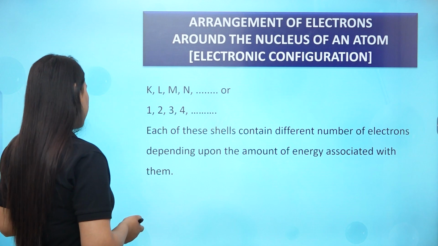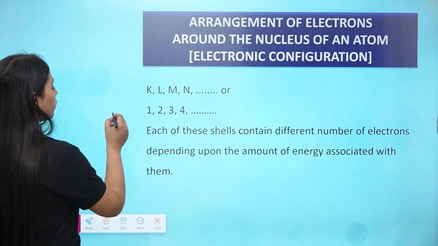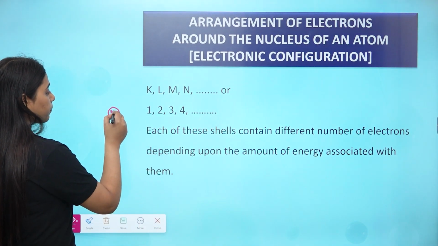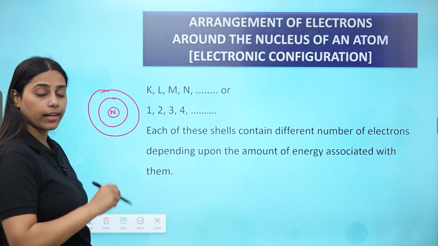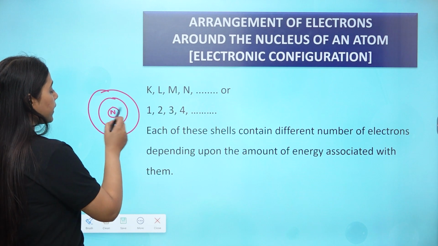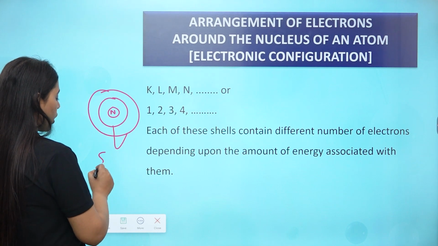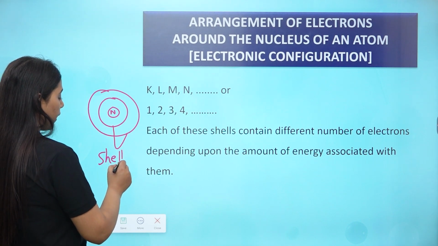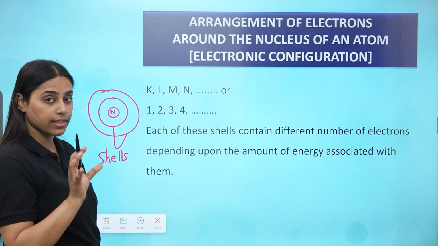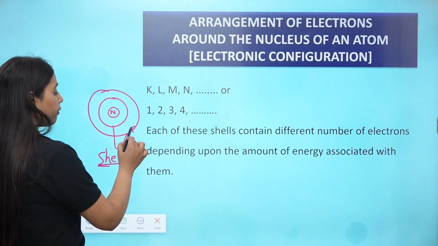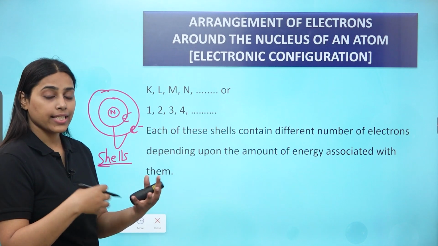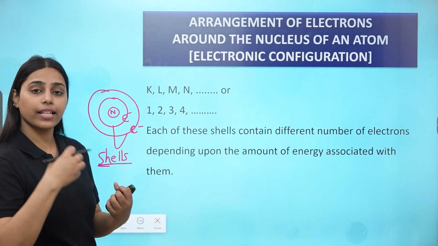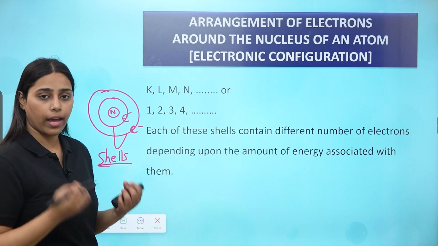As we have said, the central part of the atom is the nucleus, and electrons revolve in circular paths around the nucleus. These paths are termed shells, or energy shells, because they have fixed energy in which the electrons are revolving. These shells have been named also. Just like you have a name, these shells also have a name.